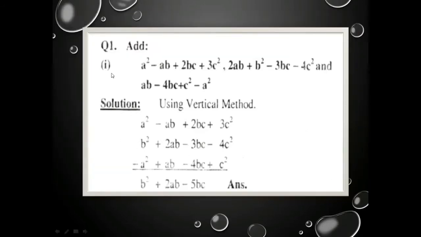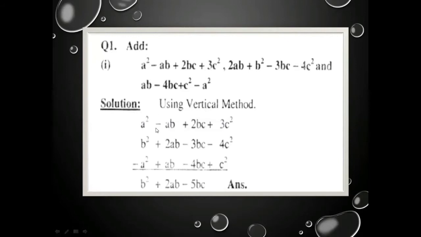Now we start question number 1, whose instruction is add. We are going to take part number 1, in which three polynomials are given: a square minus ab plus 2bc plus 3c square, 2ab plus b square minus 3bc minus 4c square, and ab minus 4bc plus c square minus a square. We are going to use vertical method for the solution.